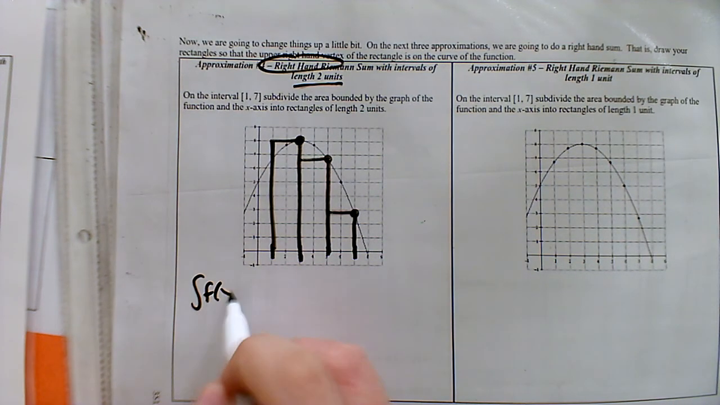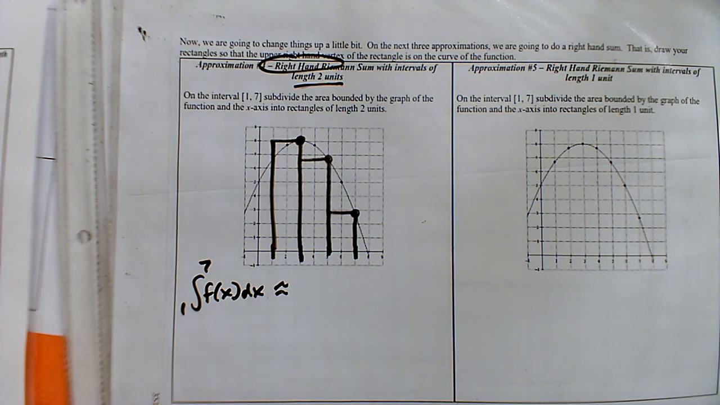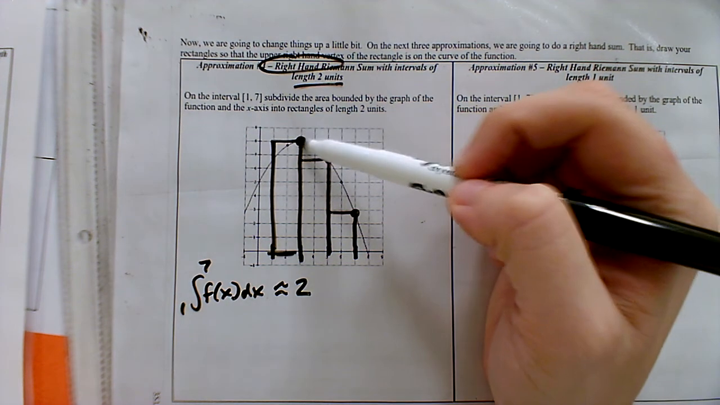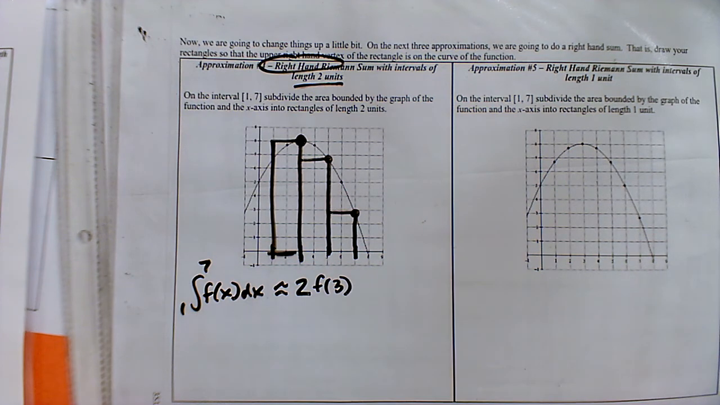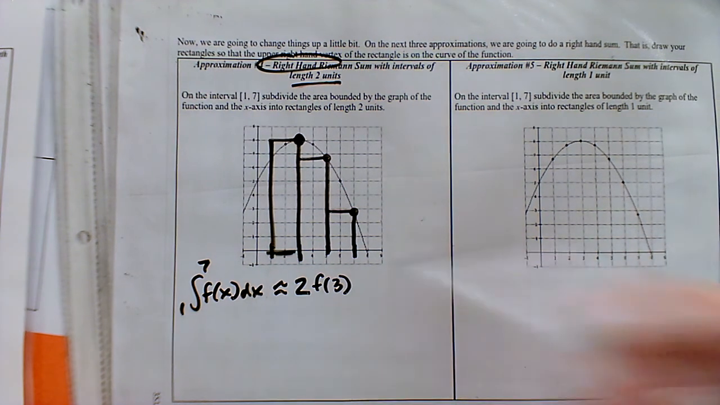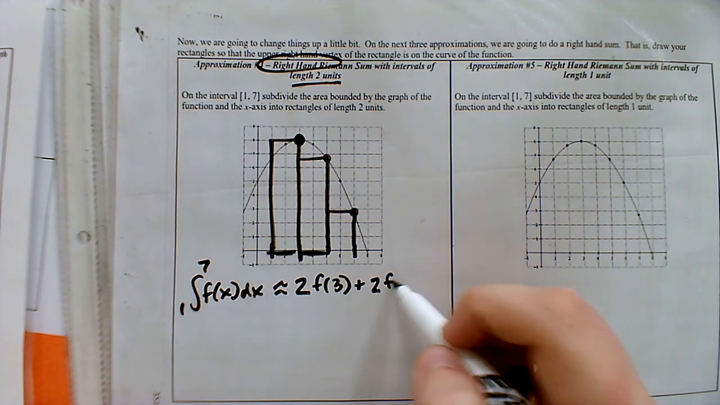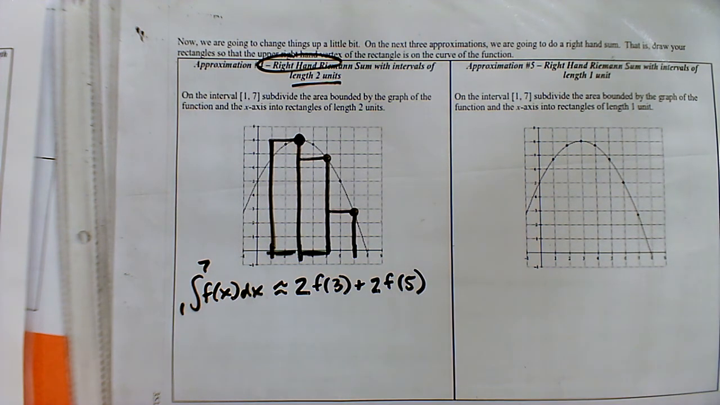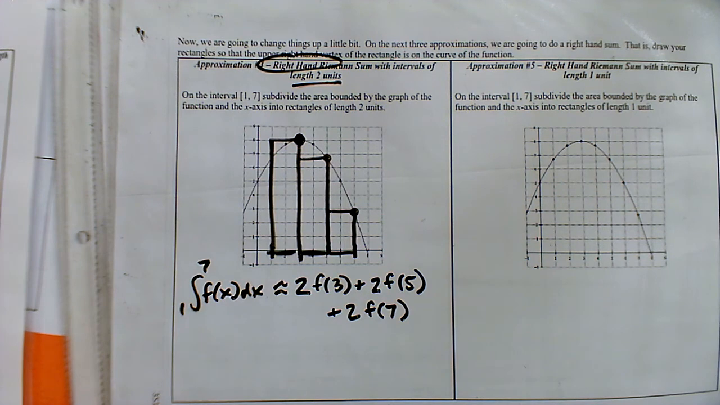All right, so the area under the f of x graph from 1 to 7 is approximately, if we look at our first rectangle, the base is 2. The height is going to come from the right endpoint, which had an x value of 3. The next rectangle, base of 2, height comes from f of 5. And the third rectangle, base of 2, height comes from f of 7.